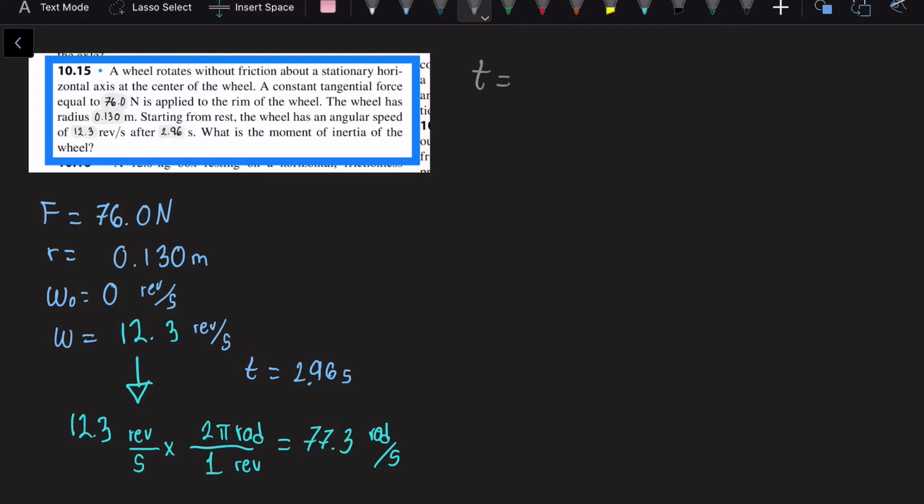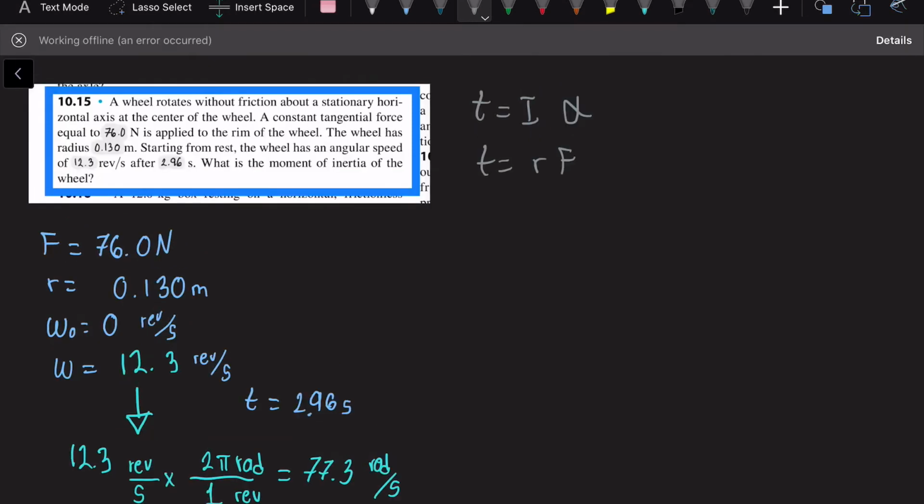So the most important equation that we're gonna use is torque equals inertia times angular acceleration, because we're looking for inertia. And also another formula that we're gonna use is torque equals radius times force times sine of 90, which we know that sine of 90 is 1, so we're not going to include that.